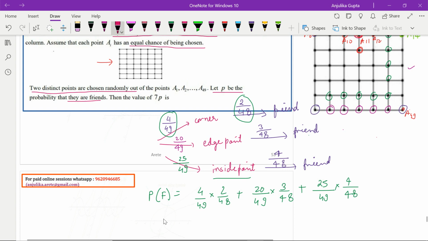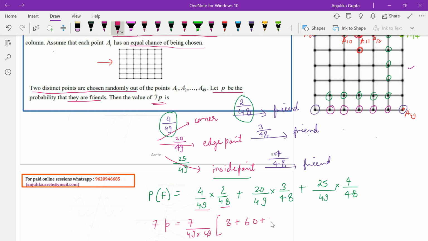Okay, what next? Now they are asking what is 7 times p. This is p, right? The probability of friends is nothing but p. Now they are asking what is 7 times p. Let's multiply this by 7. 49 over 48 I can take outside. 49 into 48. And what is inside is 8 plus 60 plus 100.